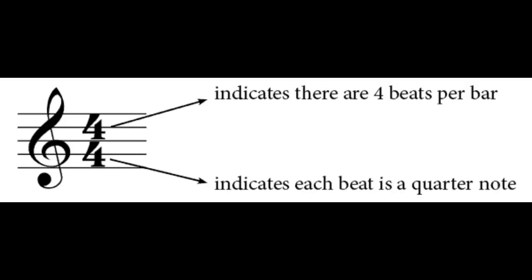The time signature tells you how many beats there are in a measure. Today we're going to focus on this time signature. This means that there are 4 beats in a bar. Now let's look at how you can fill the bar. This is a whole note. It will take up all 4 beats.